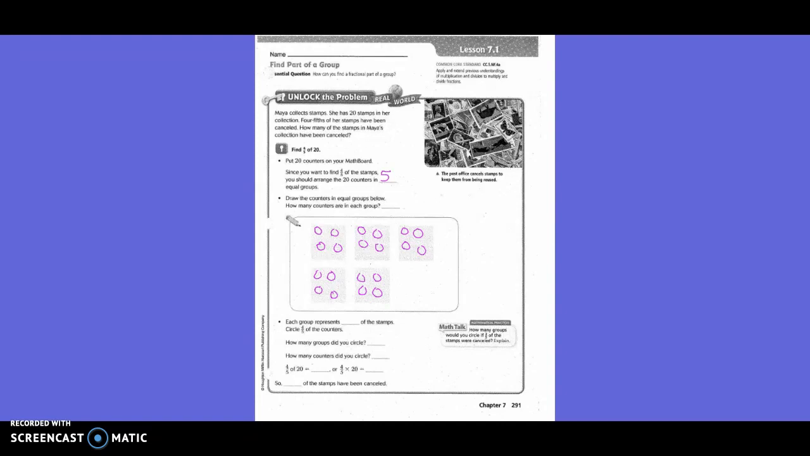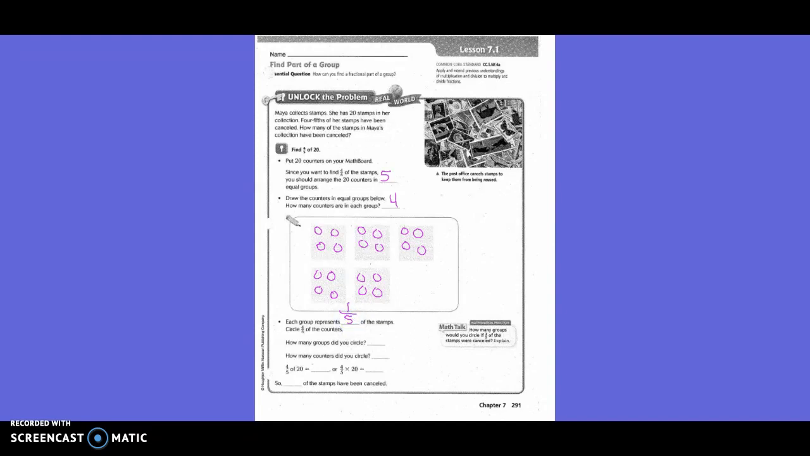So how many counters do I have in each group then? 4. And then each group represents how many numbers of stamps. So this all together would be 5/5, right? So what would be one of those mats? 4. What would be one of the mats? 1/5.